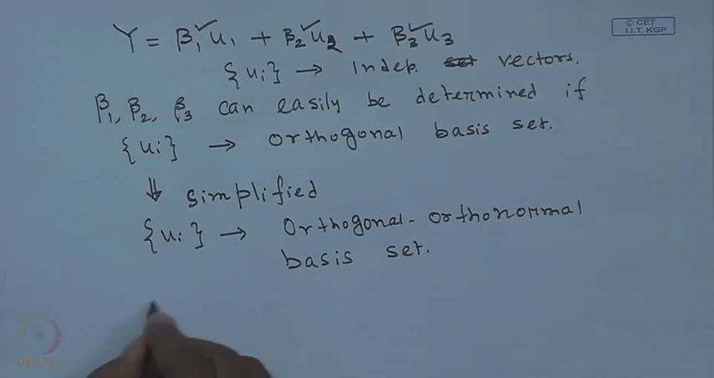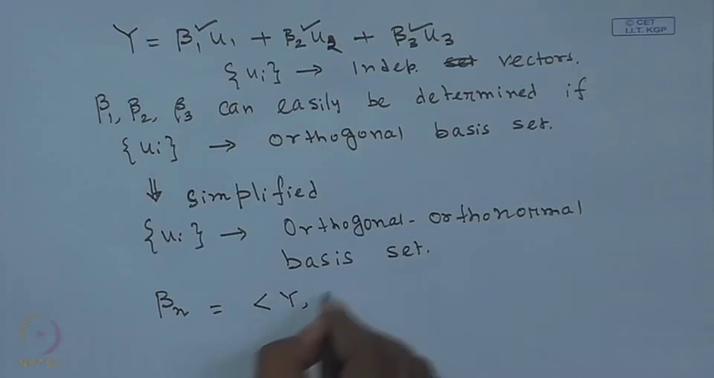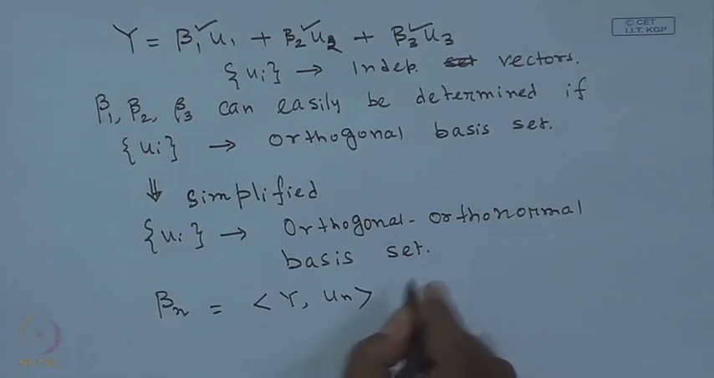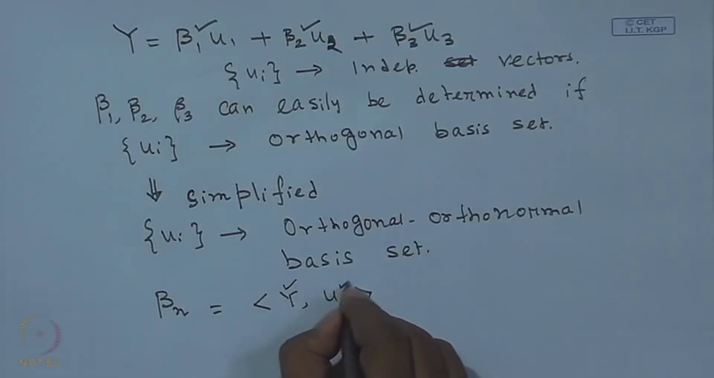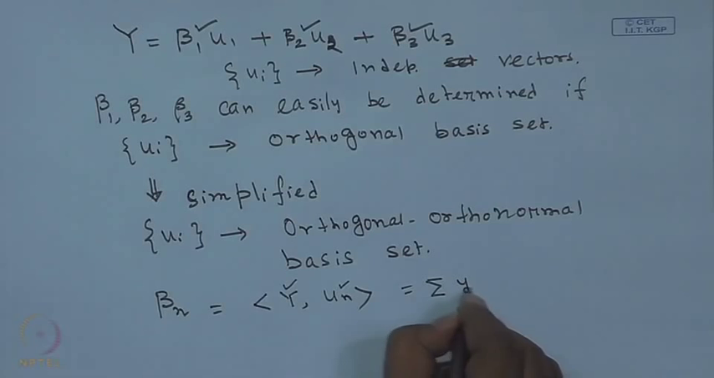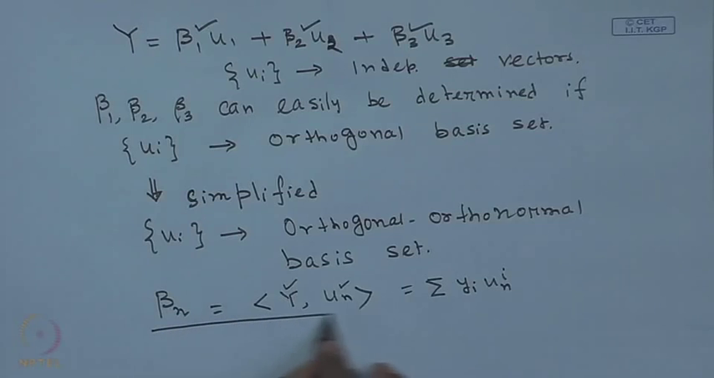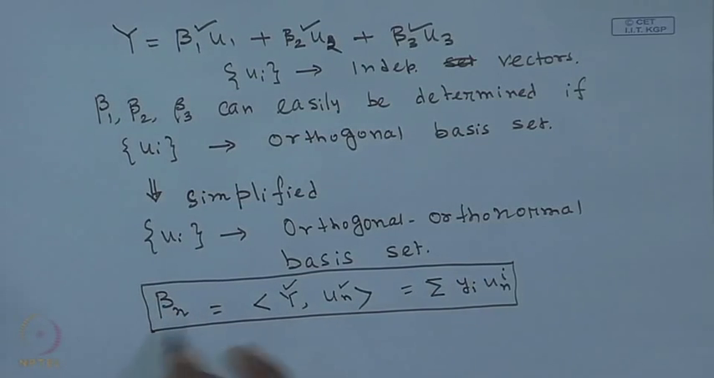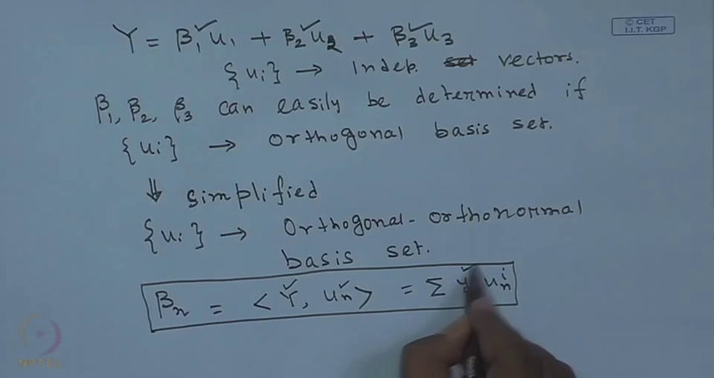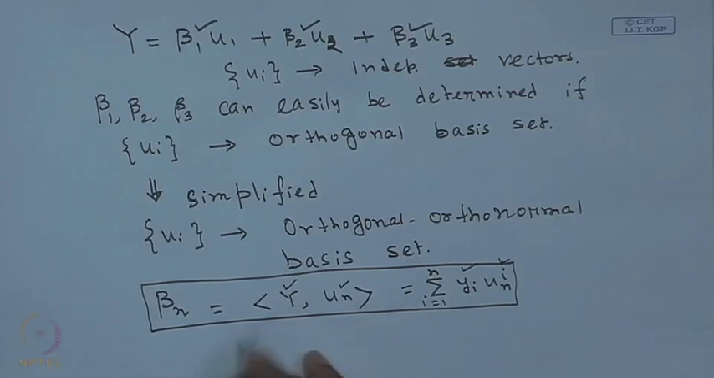So, the coefficients, if we remember, beta n can be expressed as the inner product of y and the nth vector in the space, that is the u n. So, we know this vector, we know this vector. So, this will be simply the summation of y i u n i. So, the coefficient can be determined for a larger dimensional problem by simply identifying the corresponding elements of these two known vectors, multiplying them and then adding them up.